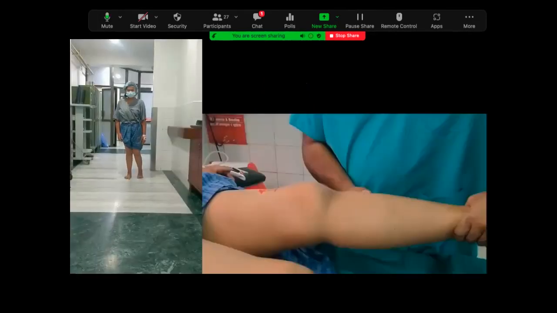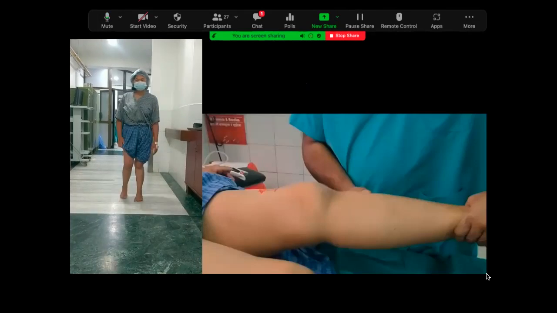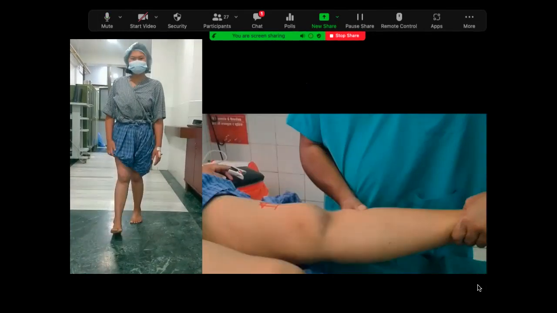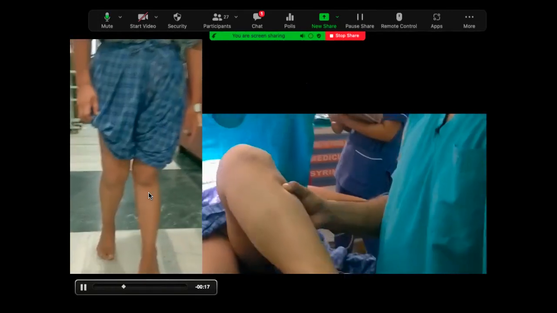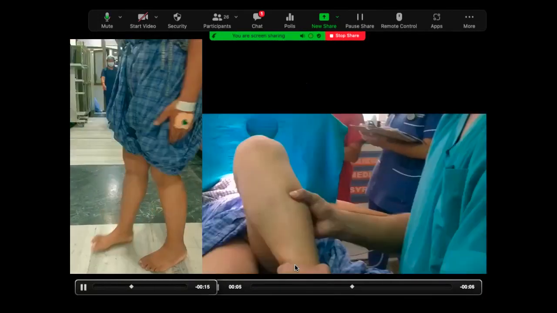This is one of our patients who had a clear-cut valgus, but the patella was dislocating on the lateral side, which is a very classic example.